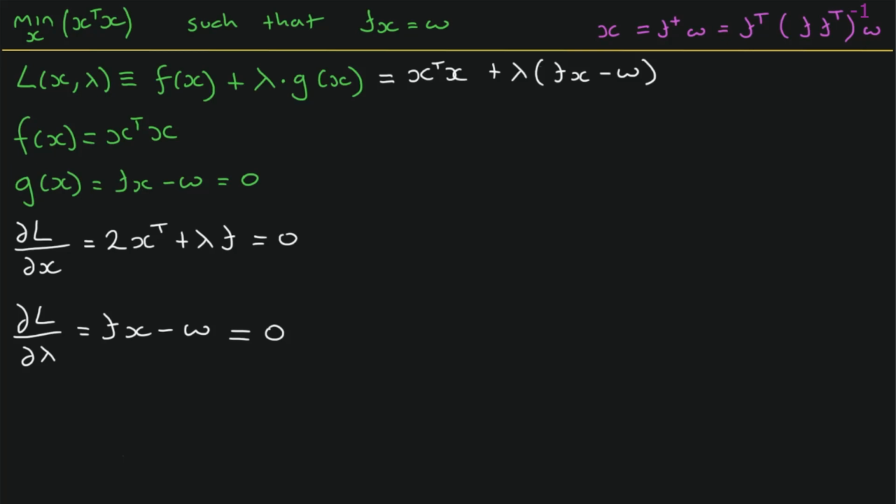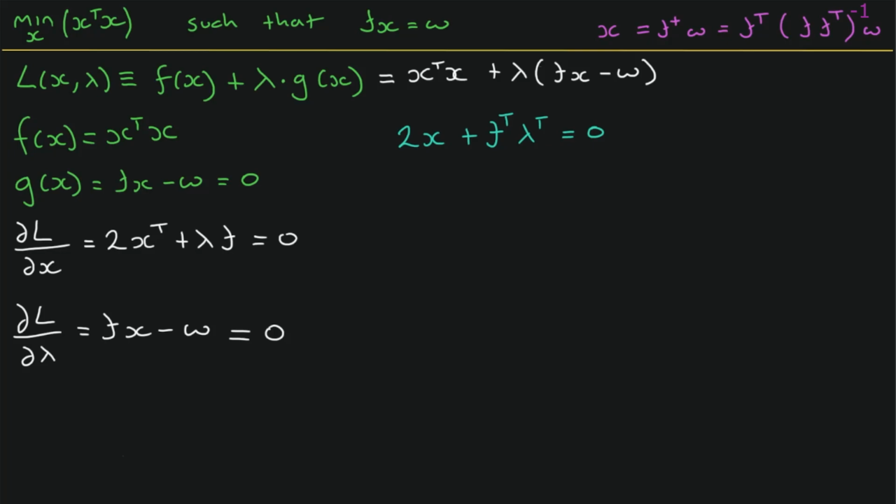However, before we rearrange it for x, just to make our life simpler, we're going to take the transpose of the whole thing, and because it equals 0, we can do that. Now, 2 is a scalar, so the transpose of 2x transpose is just going to be 2x. And since J is a matrix and lambda we're treating as a vector, when we take the transpose, we need to swap the two of them. So we have J transpose lambda transpose, and that is equal to 0.